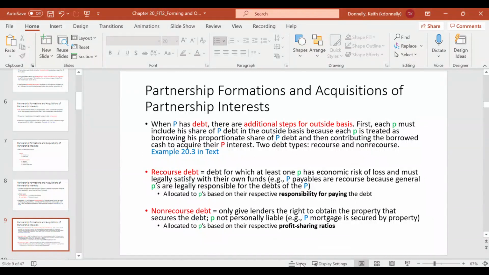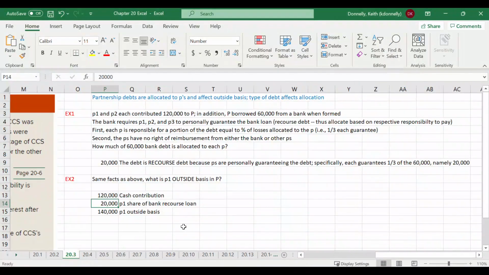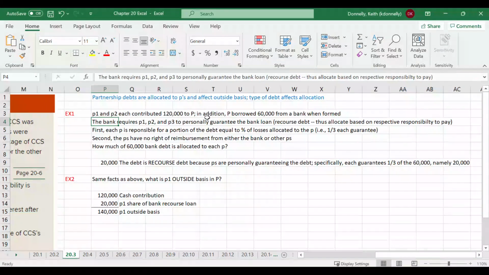Let's look here at 23. Okay, so it says we have the same setup here. Let's imagine there's 3 partners in a partnership. 2 of them contributed 120 grand cash. And in addition, after the fact, the partnership as an entity borrowed $60,000 from the bank. The bank requires partner 1, 2, and 3 to personally guarantee the bank loan, right?